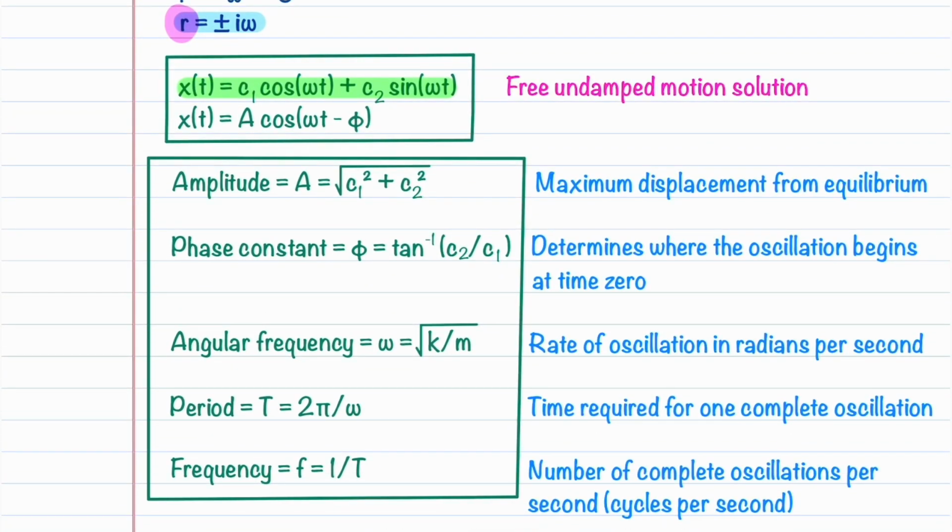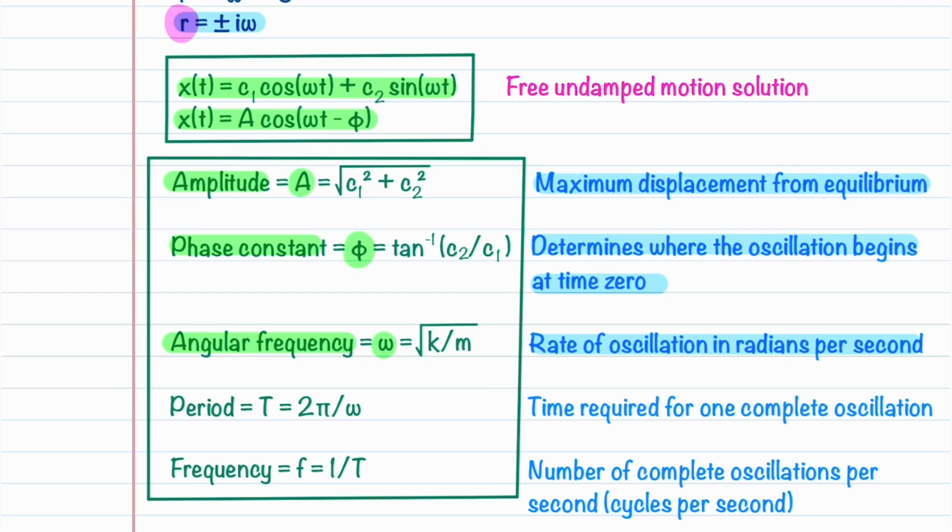This solution is easier to interpret physically if we write it in this form. I chose to write it as A times cosine of omega t minus phi, but you may have also seen it written as omega t plus phi. The amplitude A is the maximum displacement of the mass from equilibrium. Phi is called the phase constant, and it determines where the oscillation begins at time 0. Omega is called the angular frequency, and it's just the rate of oscillation written in terms of radians per second.